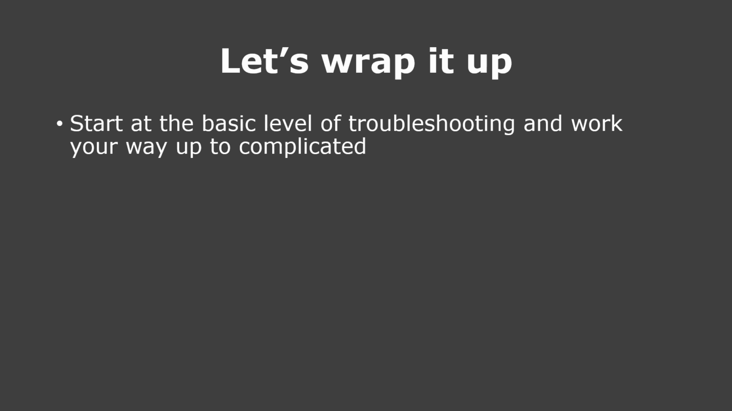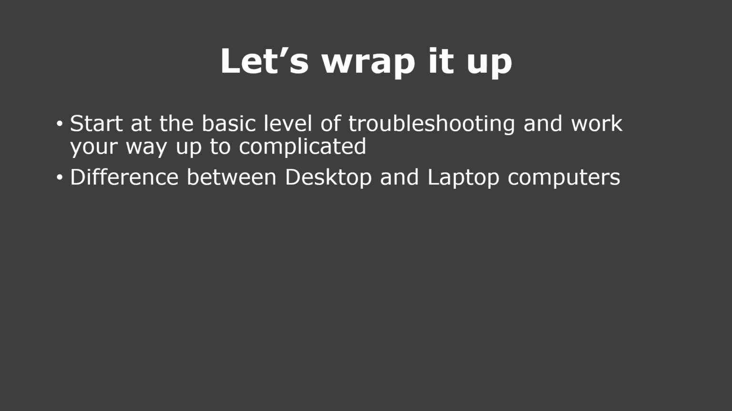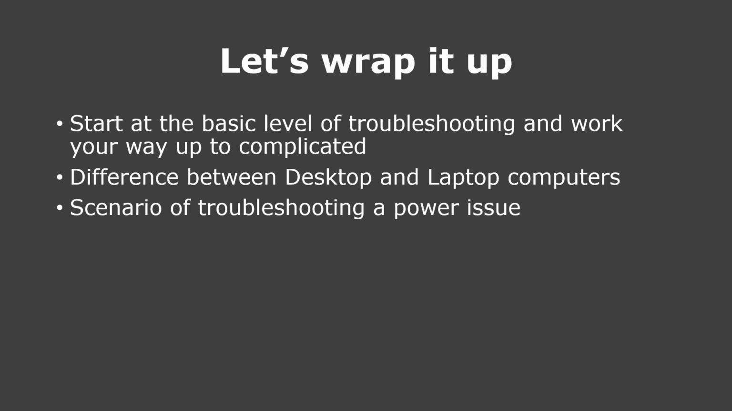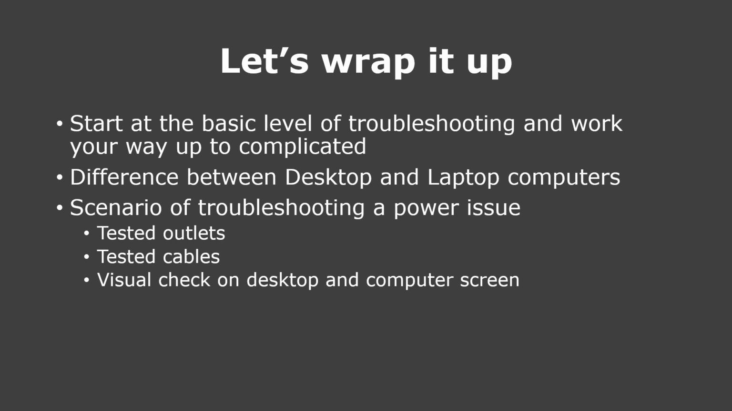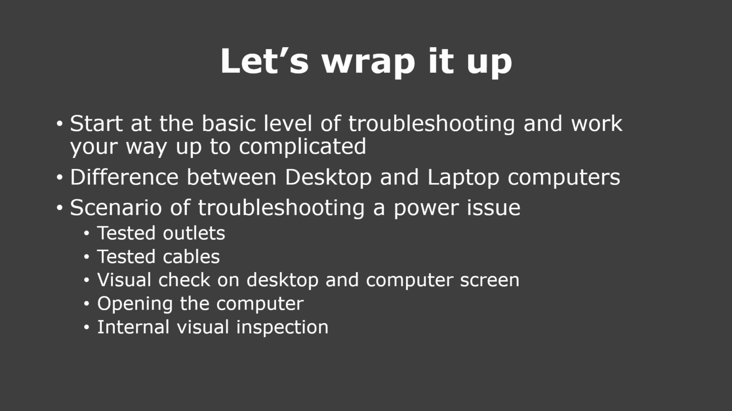But let's go over what was covered. We talked about making sure to start at the most basic level of troubleshooting and not to jump ahead. We briefly covered the difference between desktop and laptop computers and mentioned some outliers. We worked through a scenario with troubleshooting a power issue on a desktop computer. First, we made sure that the power outlets worked. Then we made sure that the power cables and video cables were working. Then we did a visual check on the desktop and monitor to make sure that they were powered on. We covered opening your computer and possibly voiding warranties. And finally, we covered an internal visual inspection on trying to determine the final possible cause of the power issue.